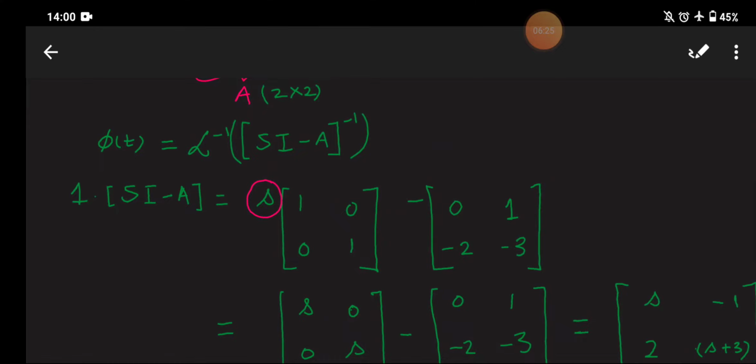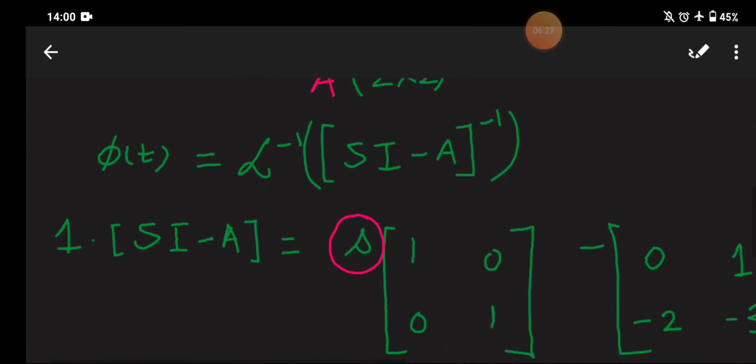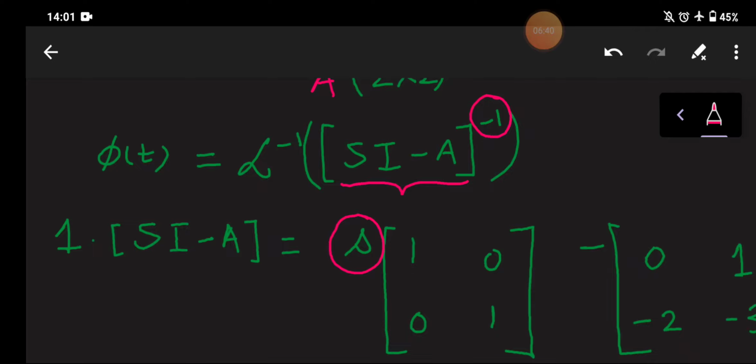To determine phi t, in the next step we will require the inverse. I have calculated this part till now. Now what we have to do is find its inverse. I hope everyone knows how to find the inverse of a matrix.